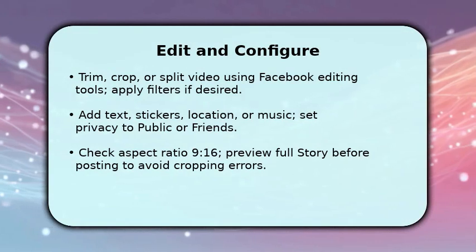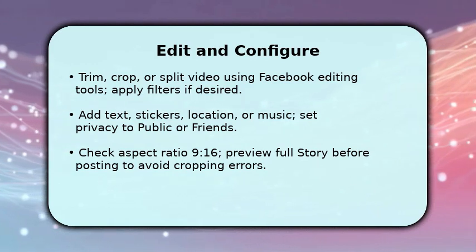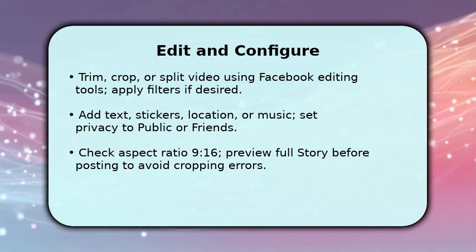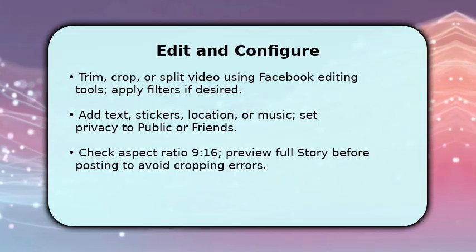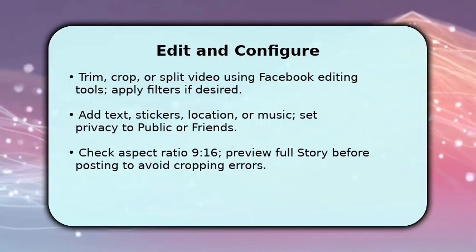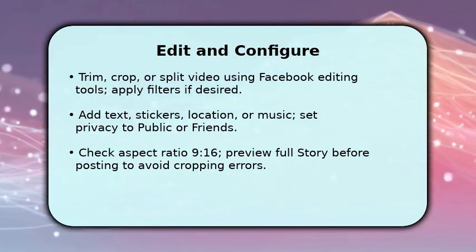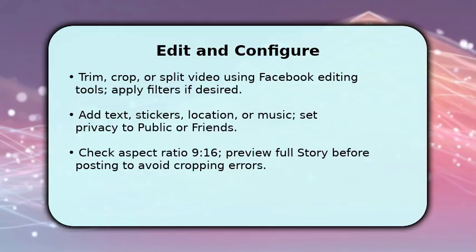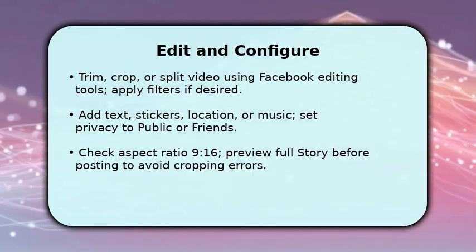Once you've selected the clip, you'll edit directly in the Story Composer. Trim or split the video to remove dead space. Make sure the visible area fits a vertical 9/16 frame. Add text, stickers, location tags, or music. These elements increase engagement, so place them away from faces and critical action.